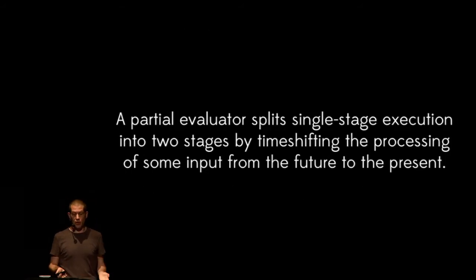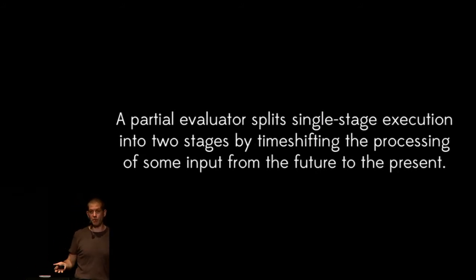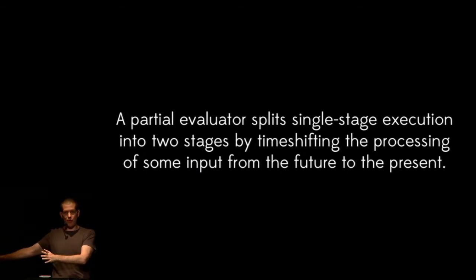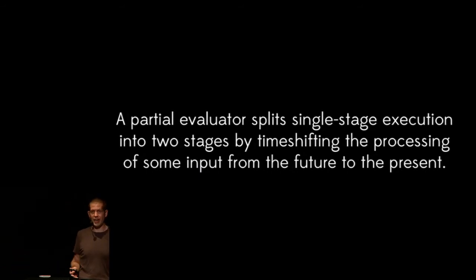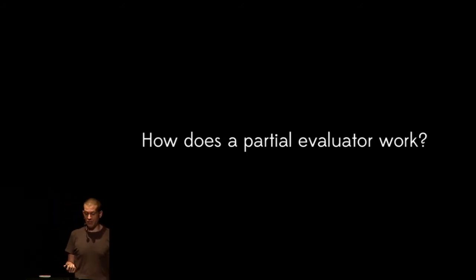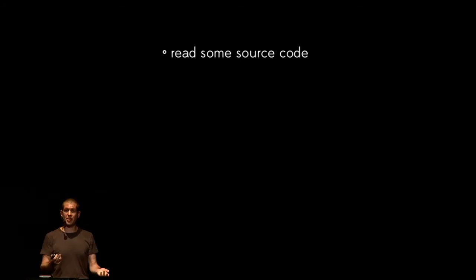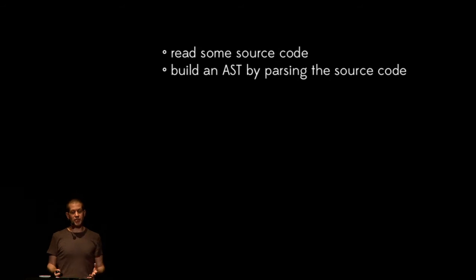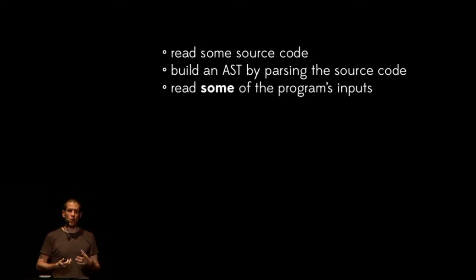As I said, the point of this is to split the single stage execution into two stages by time shifting the processing of some of the input from when you're going to run the program in the future to right now, ahead of time. So how's that done? How does a partial evaluator do that? Very briefly, it starts out like a compiler or an interpreter. It reads some source code, and it builds an abstract syntax tree by parsing that source code. But then instead of evaluating it or compiling it, it reads some of the program's input.